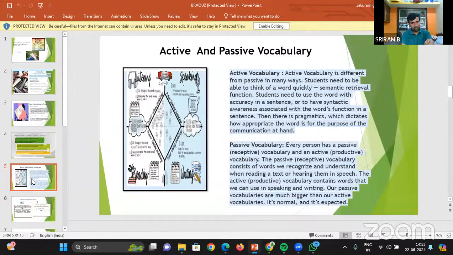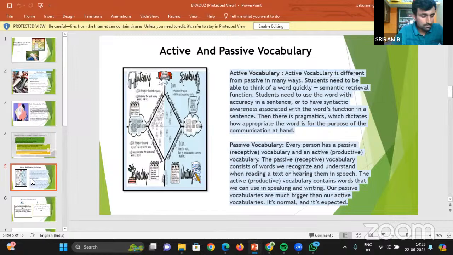Active and passive vocabulary. Active vocabulary is different from passive in many ways. Students need to be able to think of a word quickly, the semantic retrieval function. Students need to use the word with accuracy in a sentence, or to have syntactic awareness associated with the word's functions in a sentence. Then there is pragmatics, which dictates how appropriate the word is for the purpose of the communication at hand.